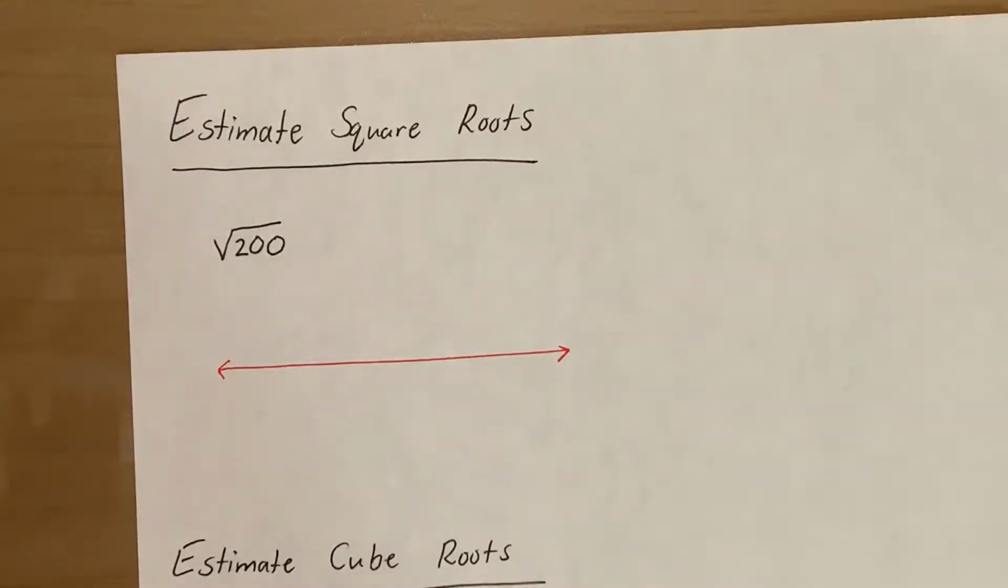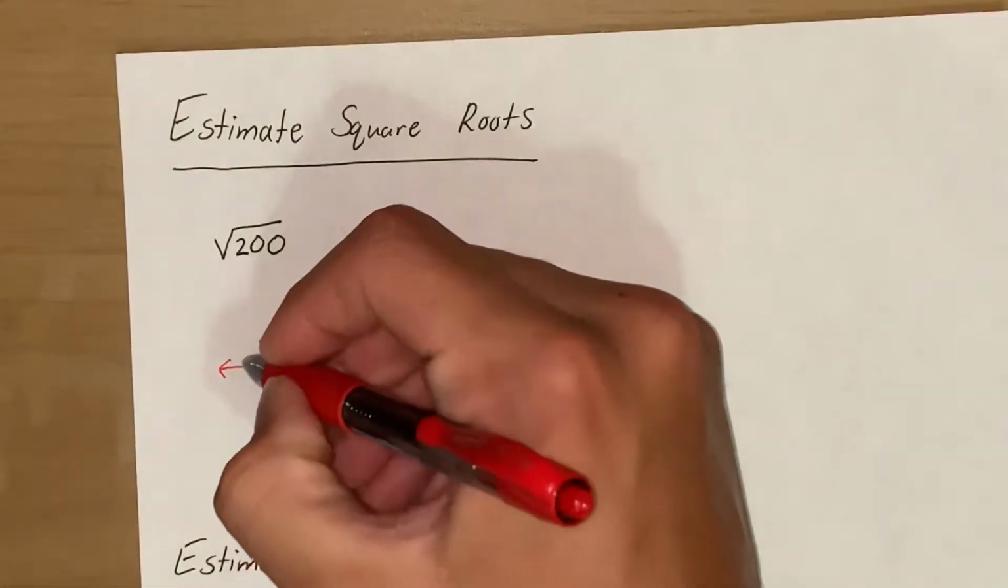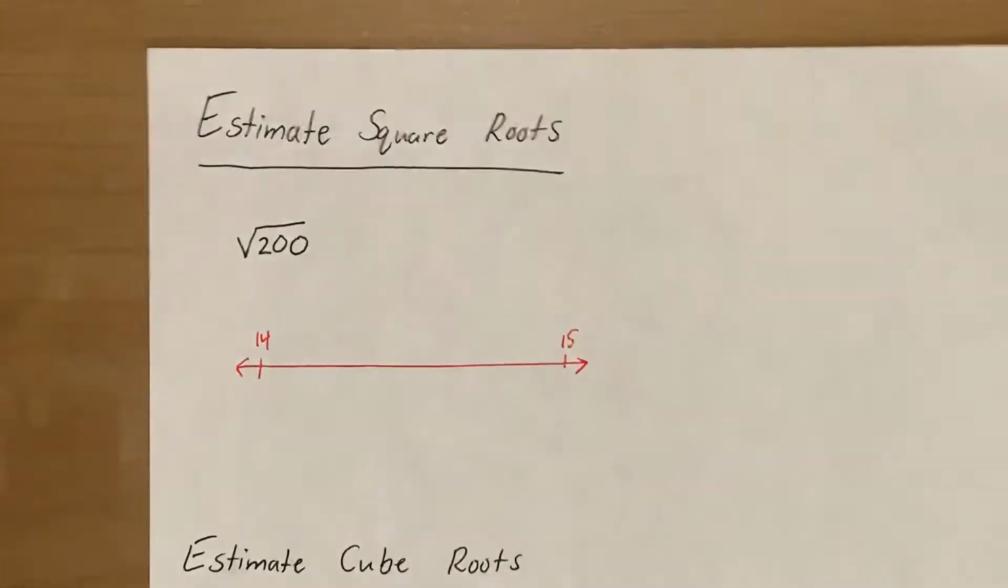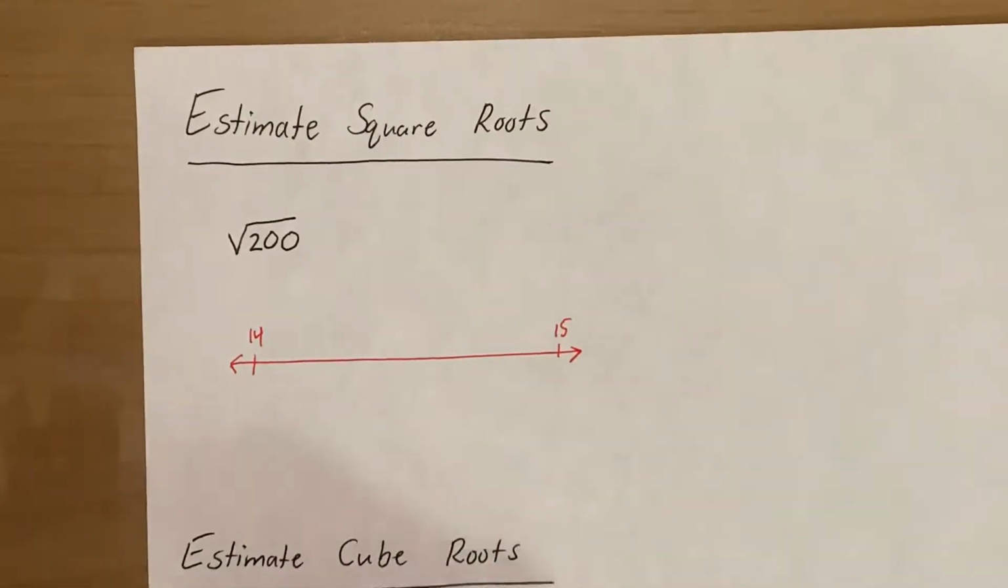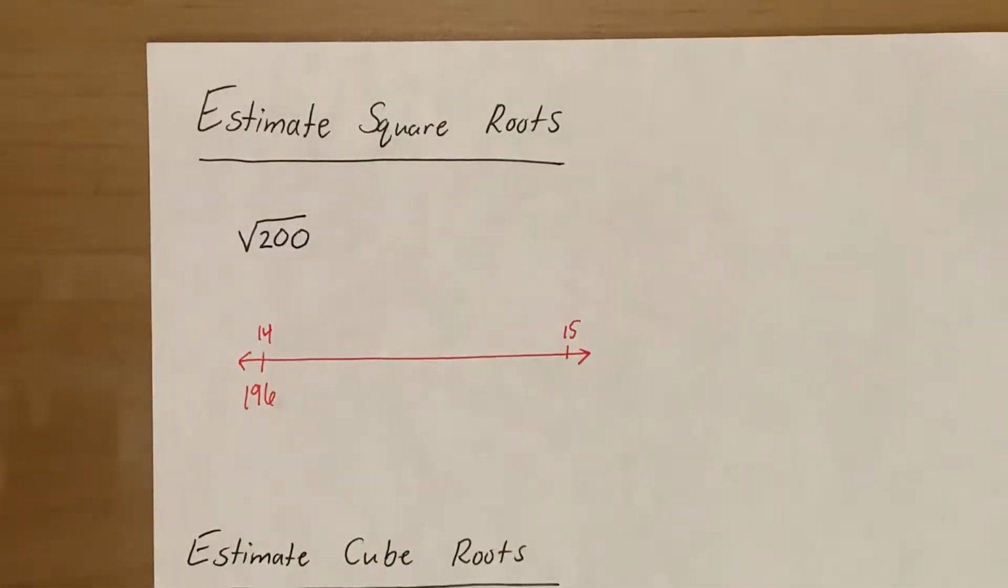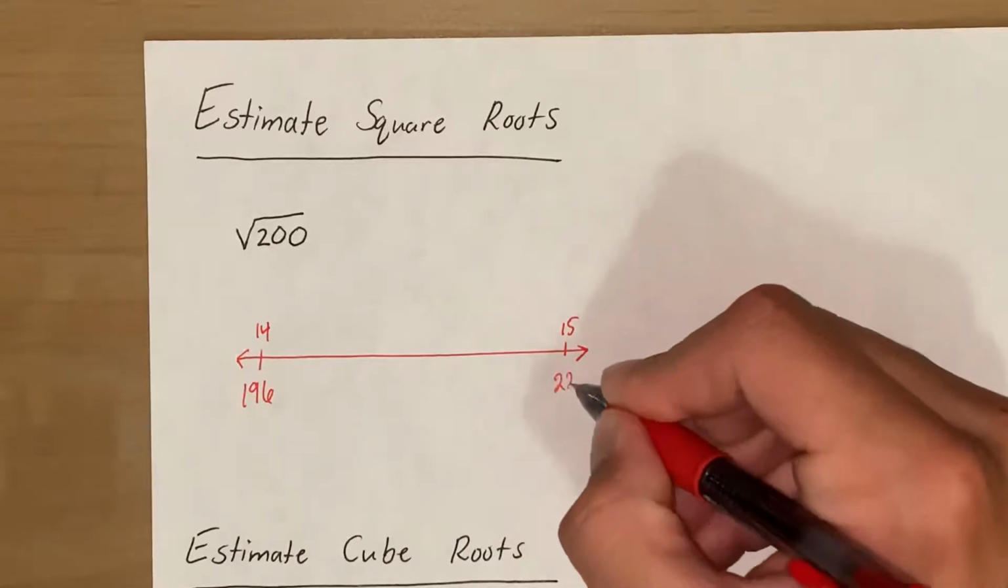So we're going to think of the two perfect squares that the square root of 200 would fall between, and that's going to be 14 and 15. So I'm going to put 14 here, and I'm going to put 15 here. Okay, so now 14 squared, from the previous video, we know is 196. 15 squared, 225.